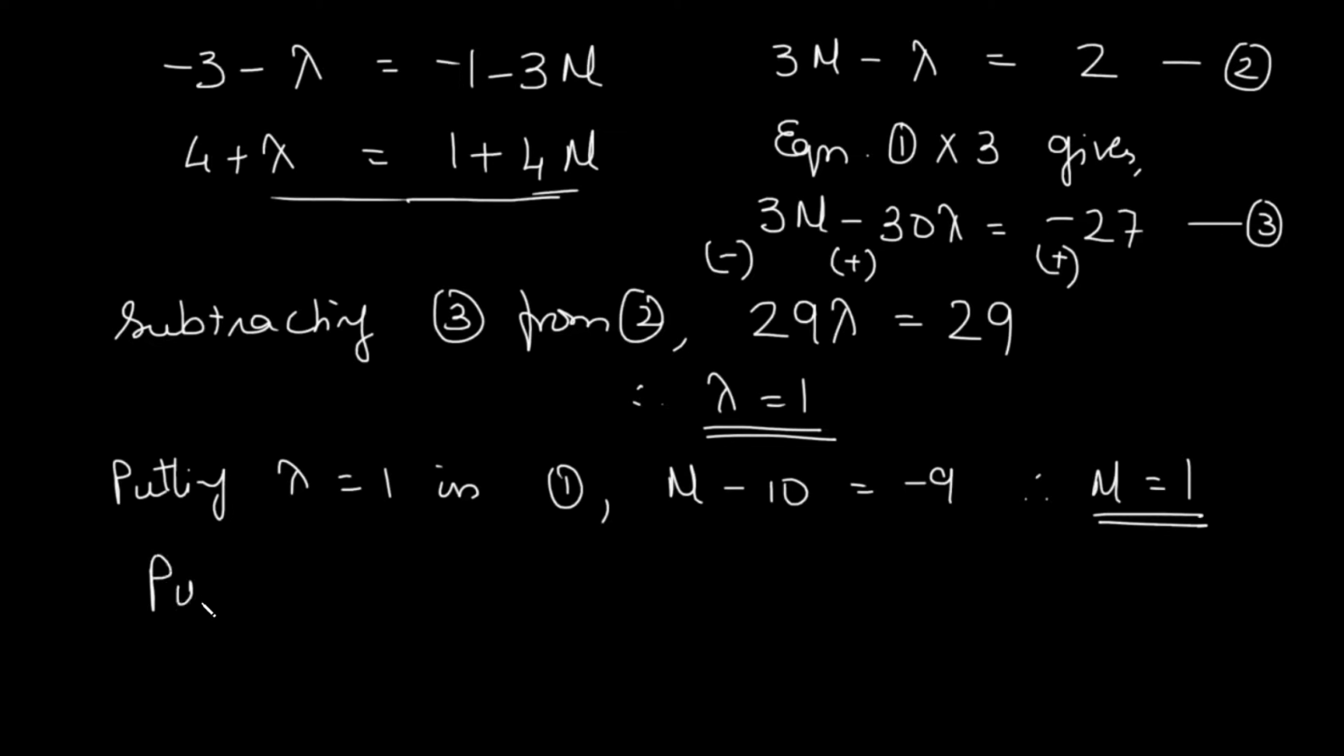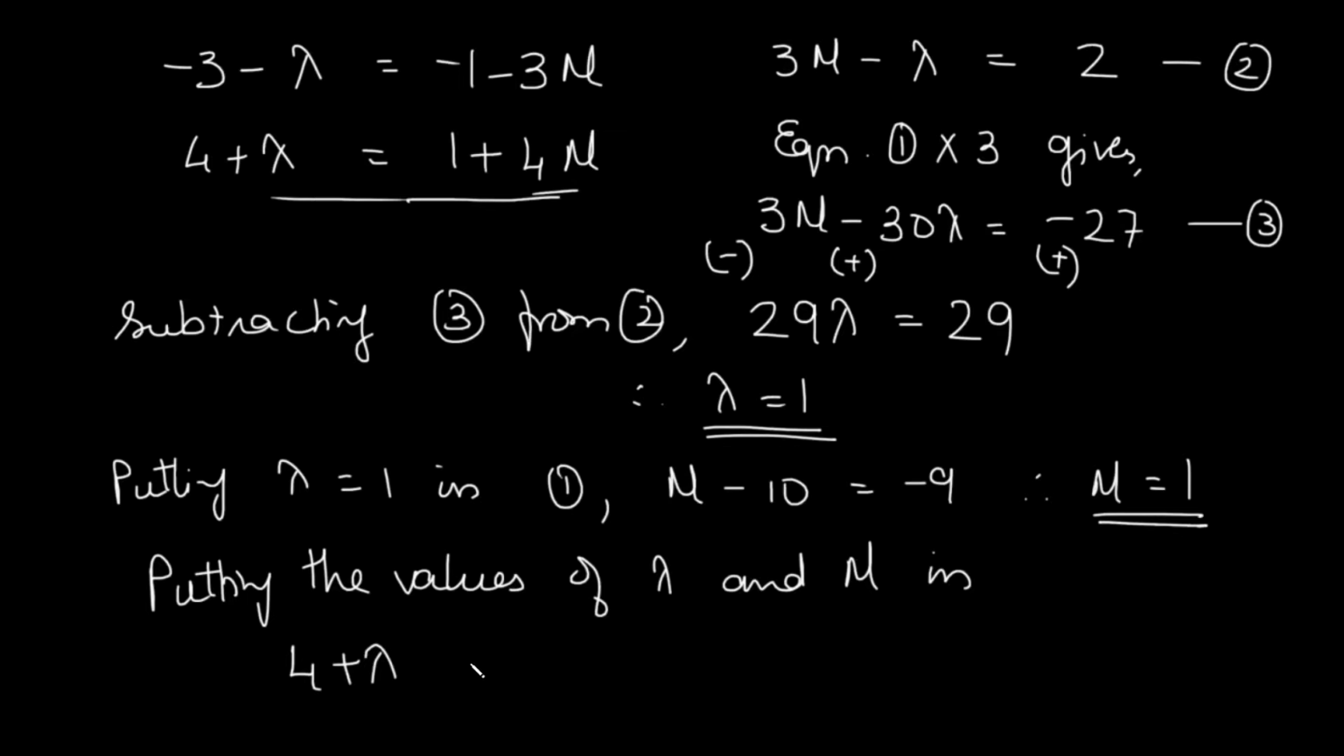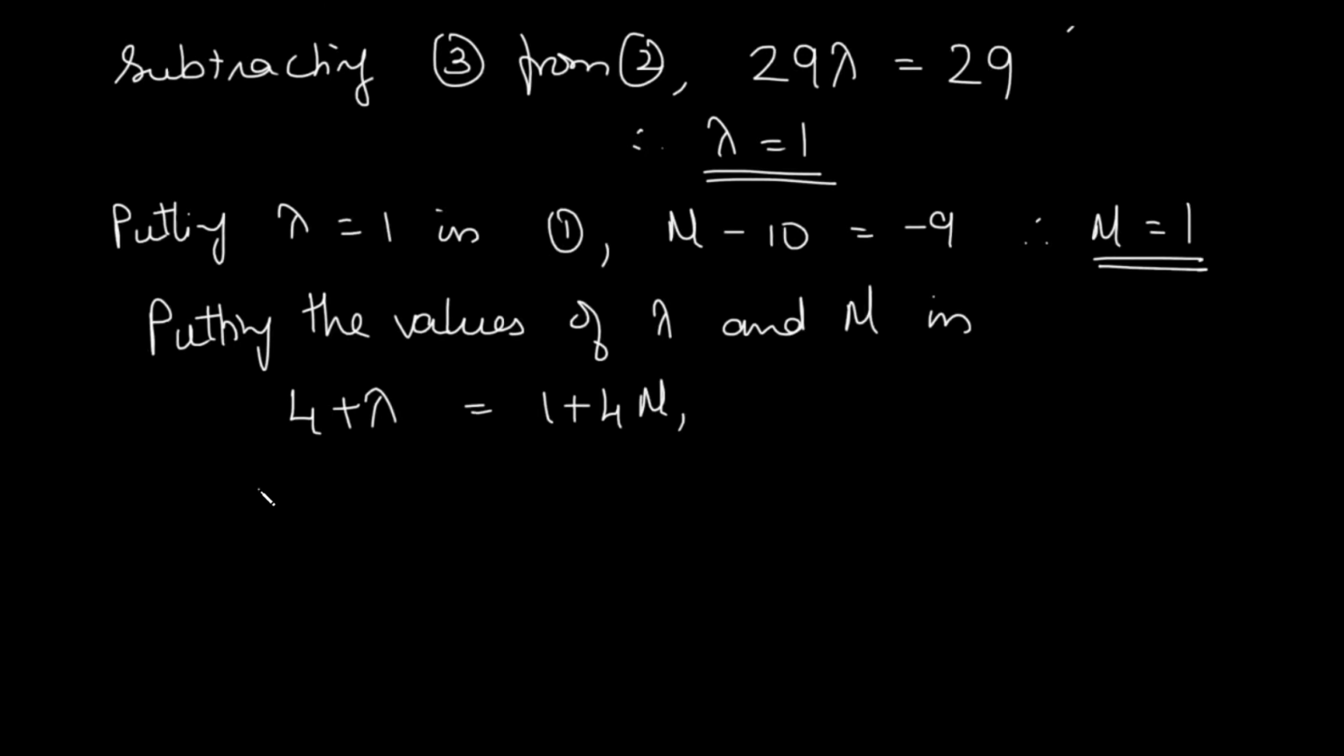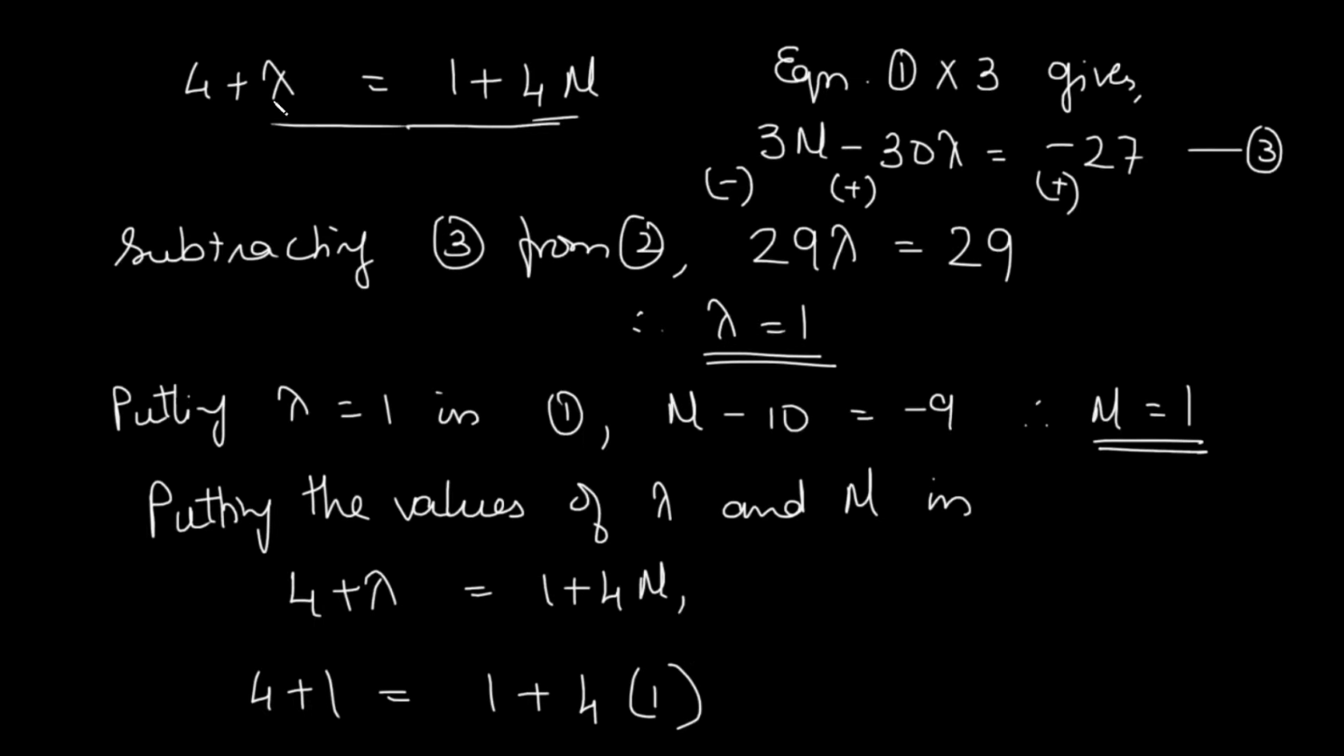So putting the values of lambda and mu in this equation, that is 4 plus lambda, the third equation, is equal to 1 plus 4 mu, we get LHS, that is we get 4 plus 1 is equal to 1 plus 4 into 1. Therefore LHS is equal to RHS. That means the values of lambda and mu also satisfy the third equation, this particular equation of the line.